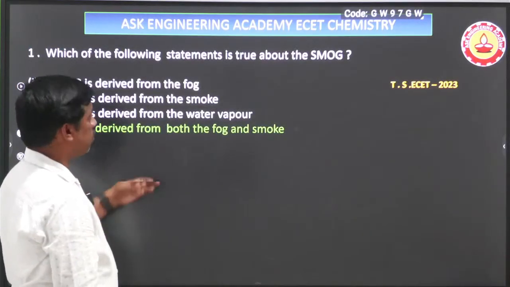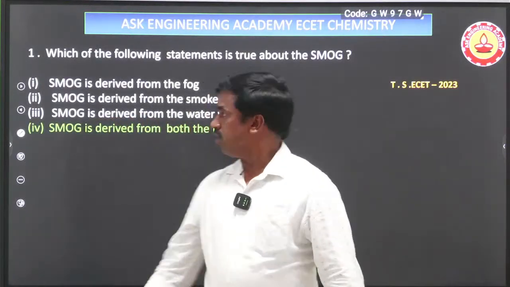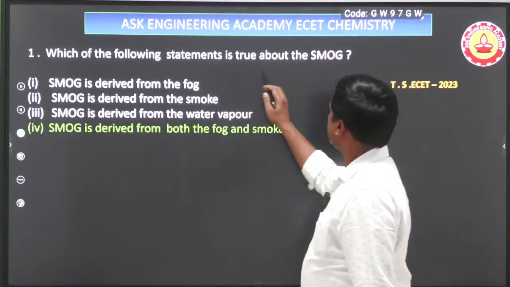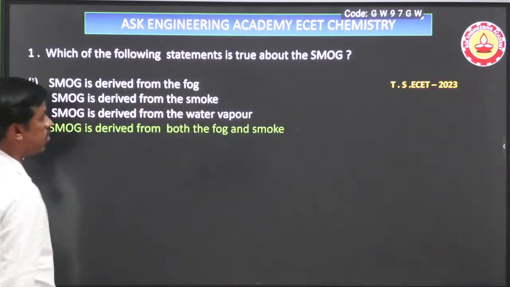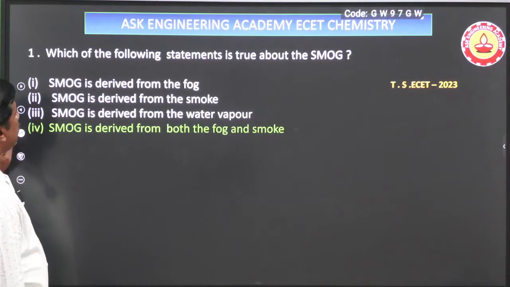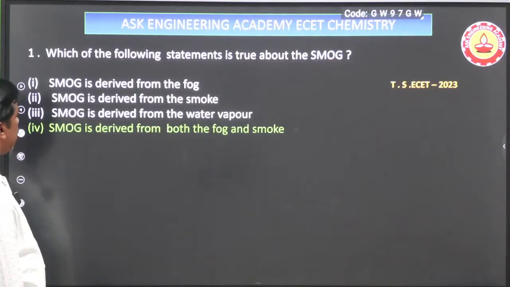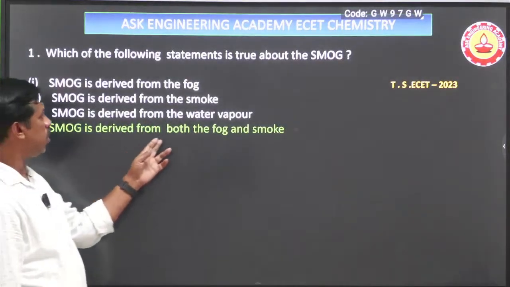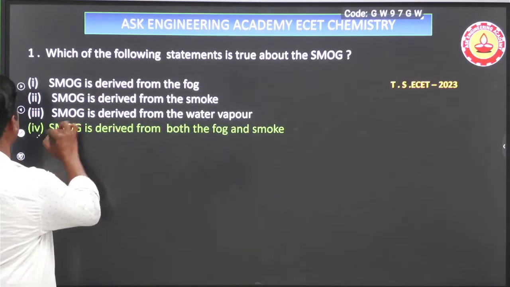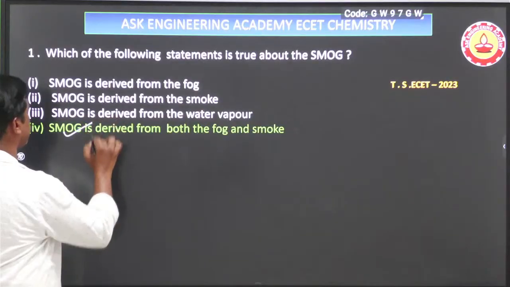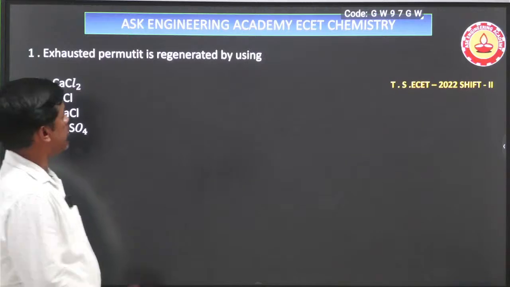Here few questions I am going to discuss with you. TS ECET examination. Here which of the following statement is true about smog? Smog is derived from the fog, it is not correct. Smog is derived from the smoke, not correct. Smog is derived from the water vapor, not correct. Here what is the right option? Smog is derived from both the fog and smoke, that is the right option one. This is the right option.